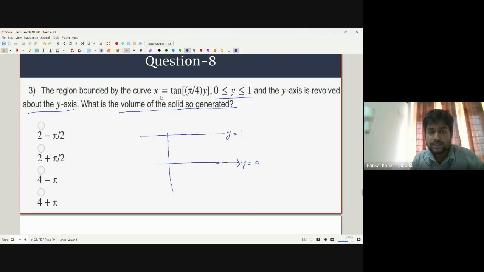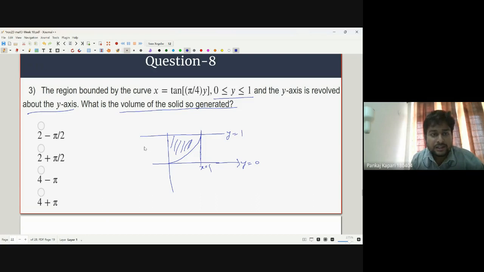So this curve is given as a function, a tan function. So let's write it like this. So when y is 0, x is 0. When y is equal to 1, when y is 1, what is x? X is also 1, right? That means this thing is x equal to 1. And the region is bounded by the curve and the y-axis. Okay, so this is your region.